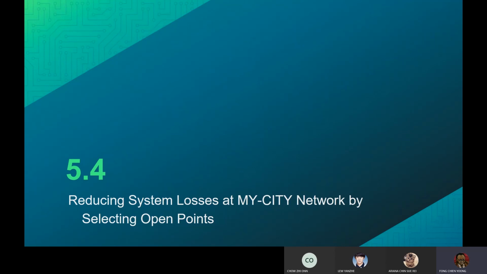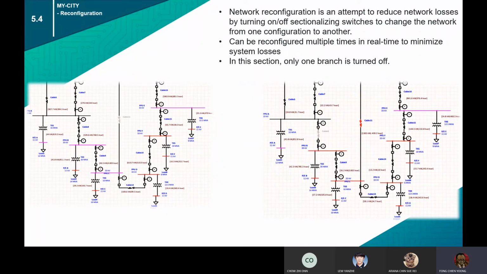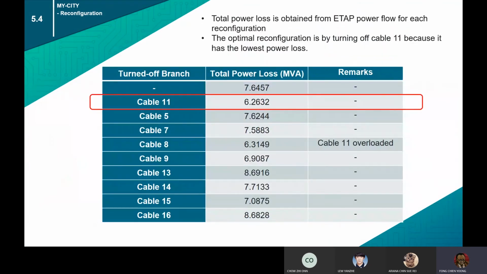In 5.4, we also try to reduce the loss by selecting open points. In this section, we try to reconfigure the network by turning switches on and off. For this particular analysis, we only turn off one branch. By doing so, we can try to reduce network losses. Using ETAP, we try to approximate the total power loss by turning off each of the branches, and we find that cable 11 gives us the lowest power loss. Therefore, cable 7 is the most optimal configuration.